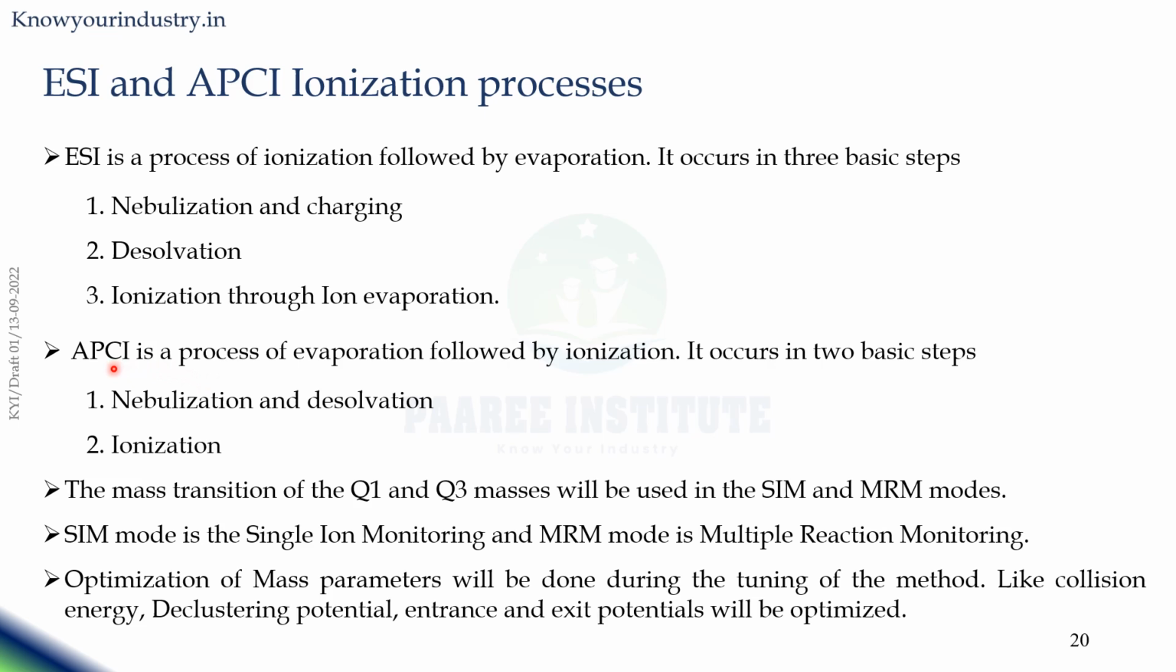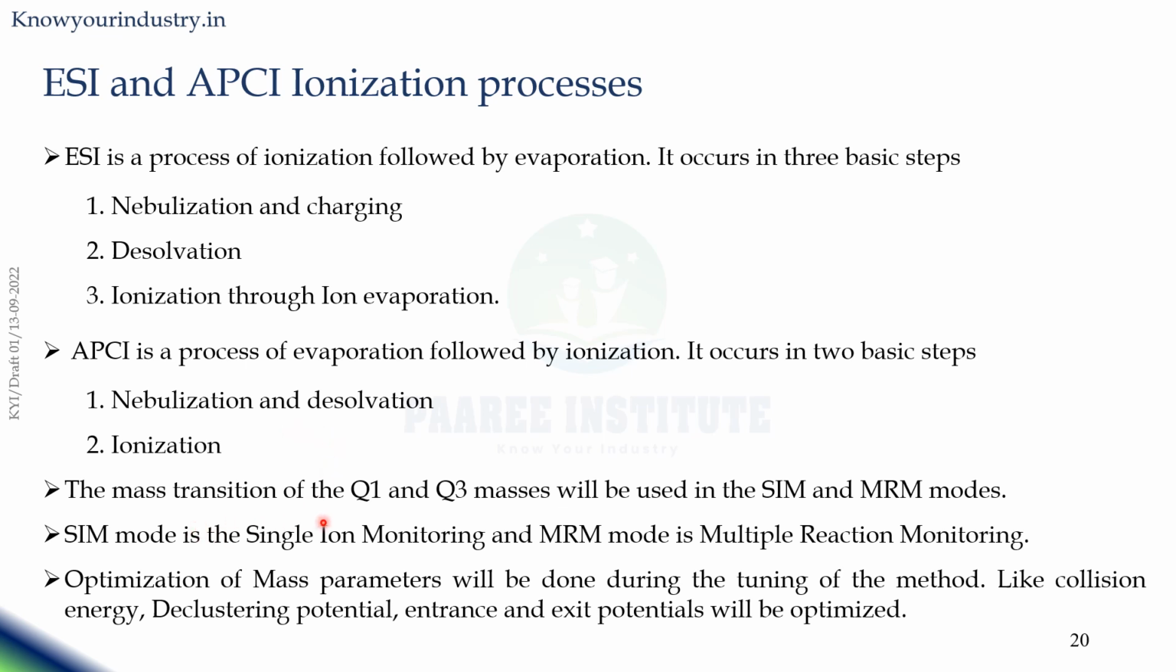But in case of APCI, it is reversed. APCI is a process of evaporation followed by ionization, and it occurs in two basic steps, that is nebulization and dissolution followed by ionization. So this is the difference between the ESI and APCI probes, and both are adopted for different methods, and which one we choose is based on the method development process.